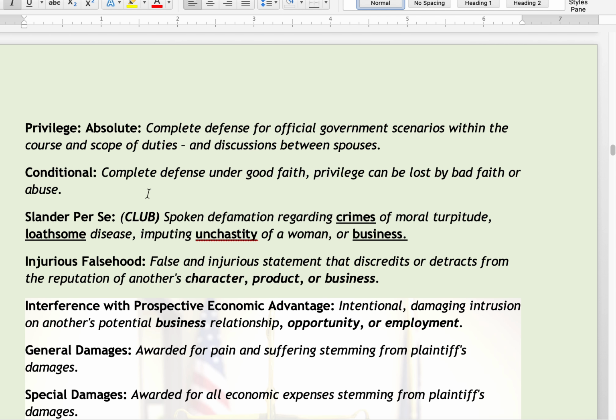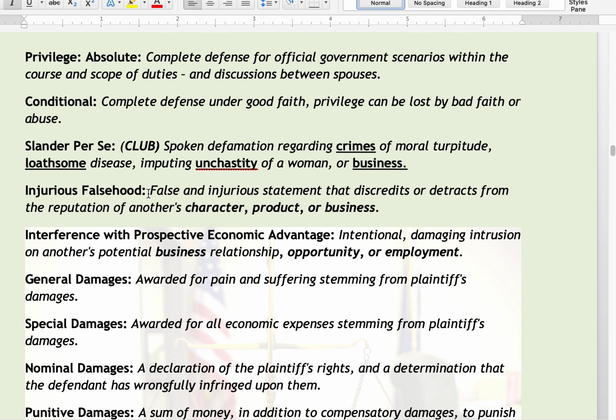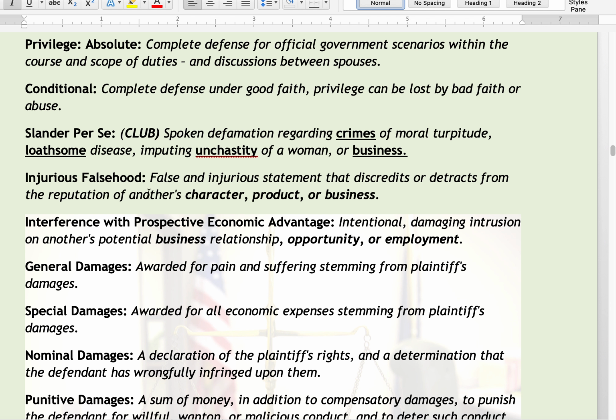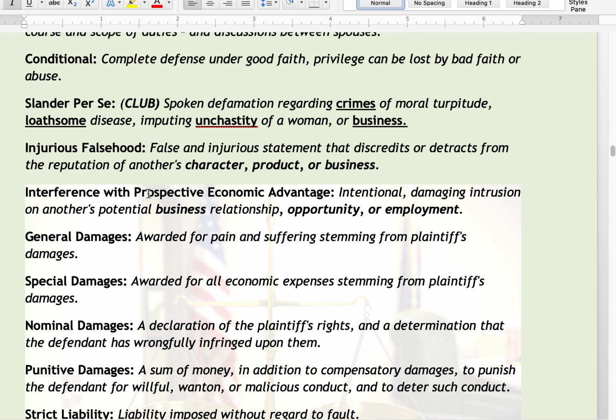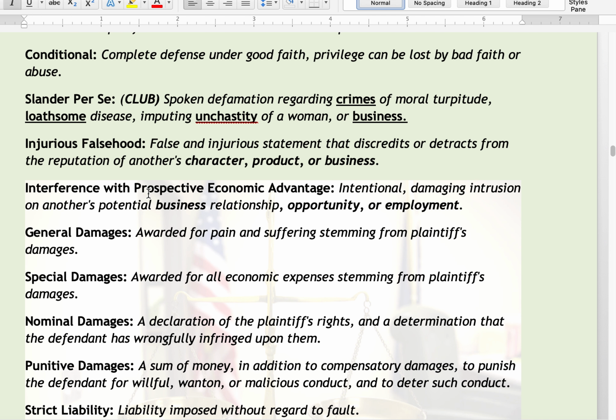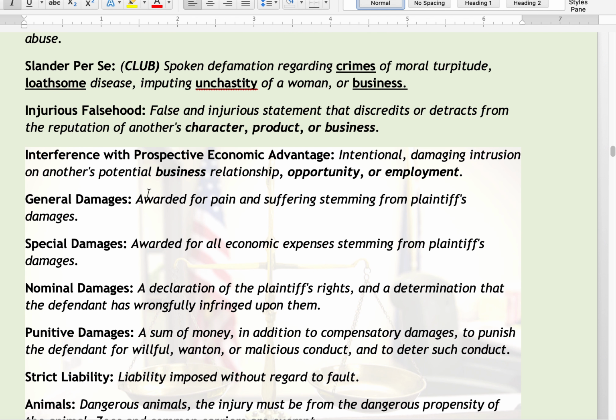Privilege. Absolute: complete defense for the official government scenarios within the core scope of duties and discussions between spouses. Conditional: complete defense under good faith. Privilege can be lost by bad faith or abuse. Slander per se.